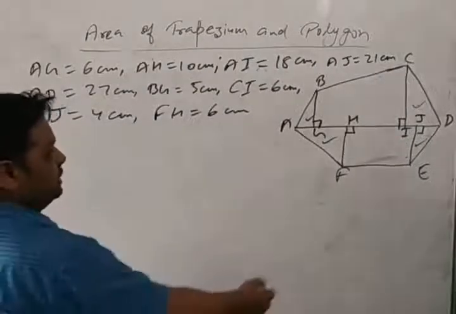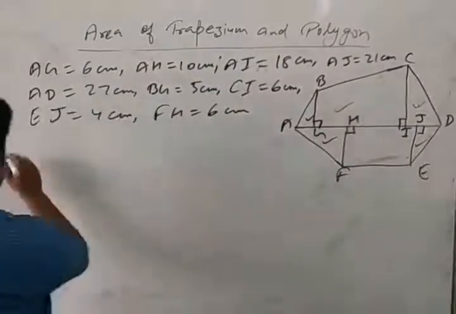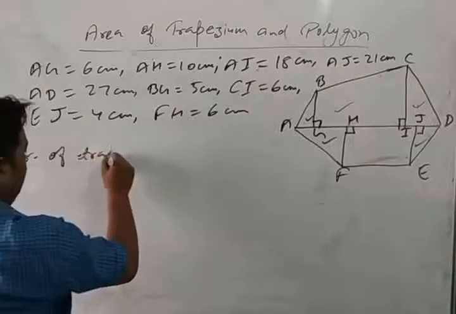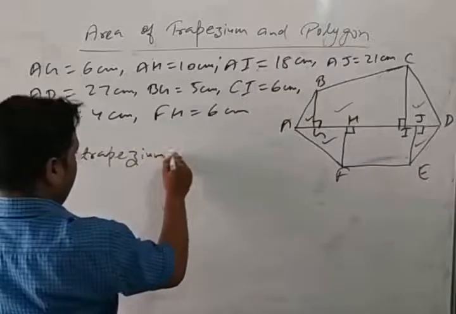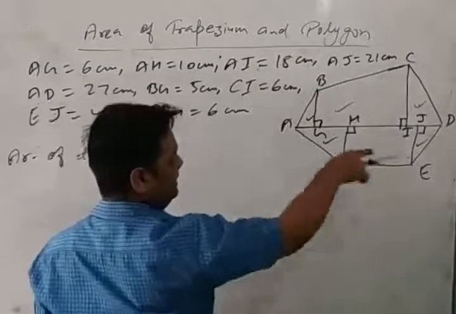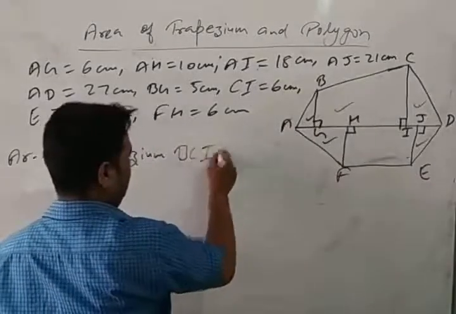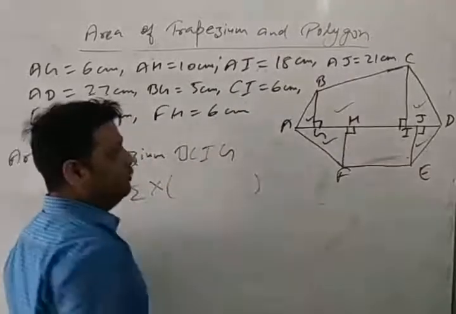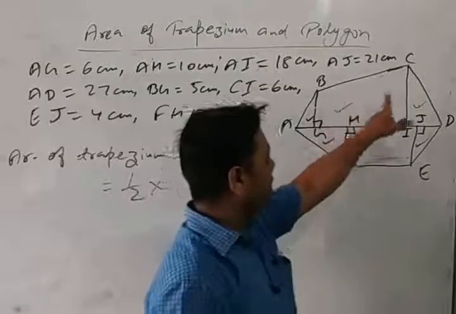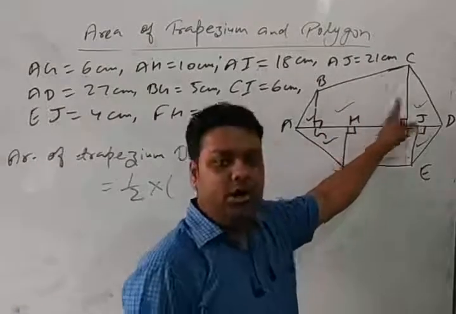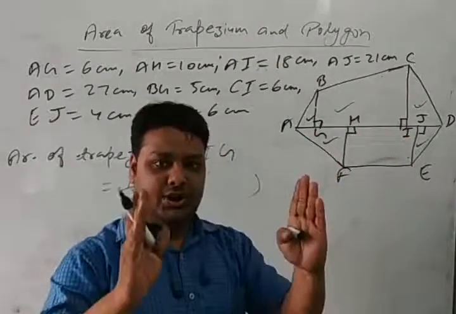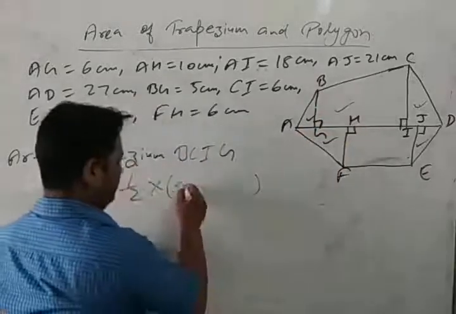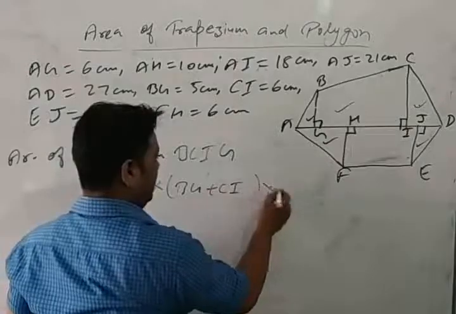Now area of this trapezium I am going to find. Area of trapezium BCIG is 1 by 2 into sum of parallel sides. Which one is parallel? These two are parallel because these two are perpendicular, meaning both perpendicular to a straight line means parallel. So we can write BG plus CI and into height.